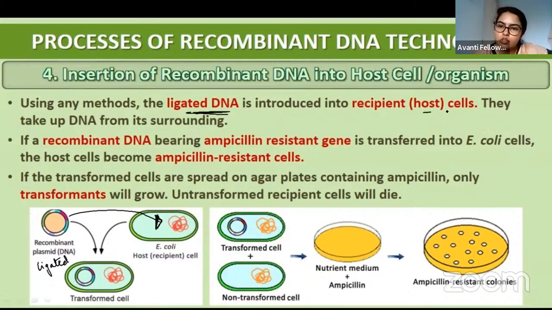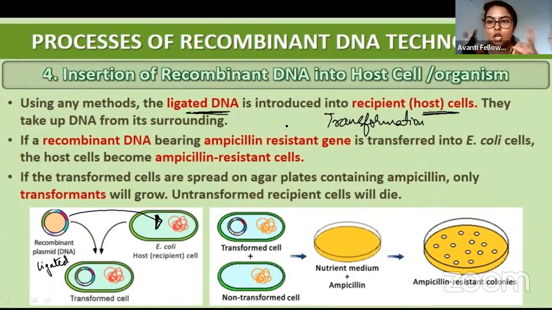So this is introduced into the host cell. This process is called transformation. I think Manjula madam has told you this. Transformation can be done by any method. Either you can make the cell competent. How do we make the cell competent? By treating it with calcium chloride, then giving heat shock treatment. So heat shock treatment makes the host competent. Other than that, we can use the gene gun method or micro injection. By any method, they are introducing the ligated DNA into the host cell.